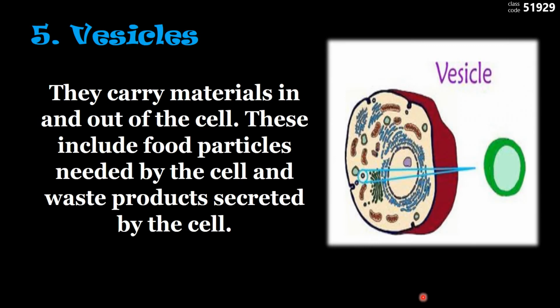Next is the vesicles. They carry materials in and out of the cell. These include food particles needed by the cell and waste products secreted by the cell. So this is the cell and this is the vesicle part.